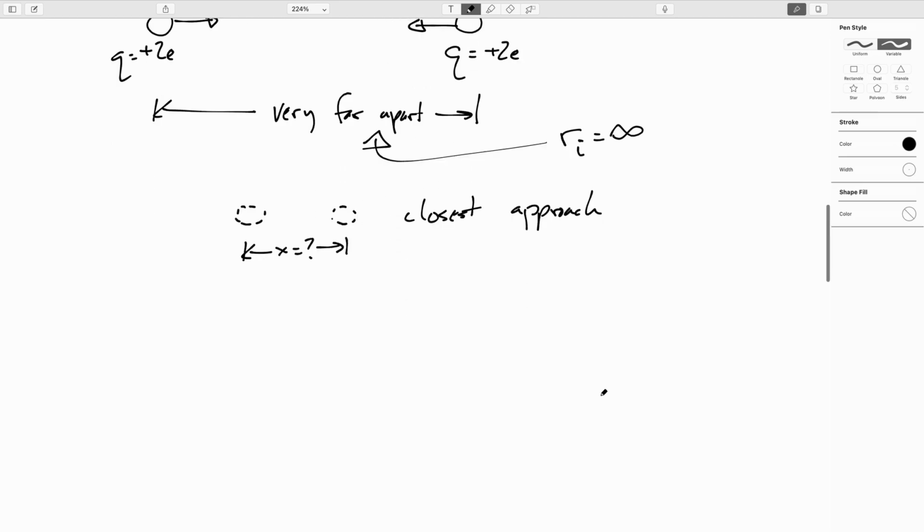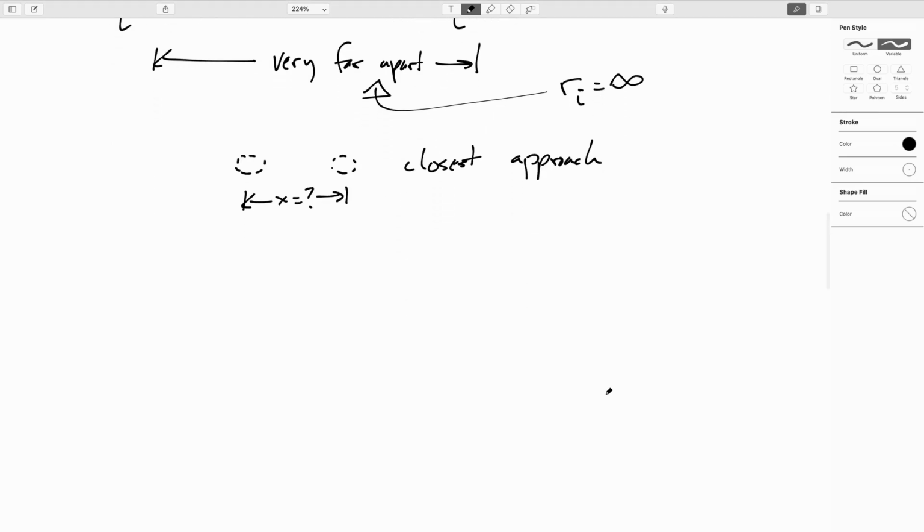All right. So let's go ahead and work that out. So again, we can make a table of all the forms of energy that we can think of.